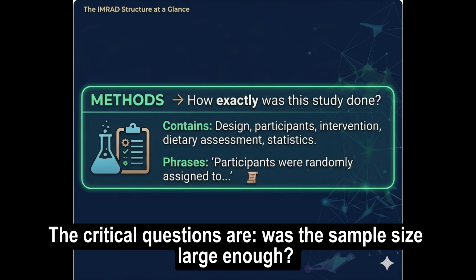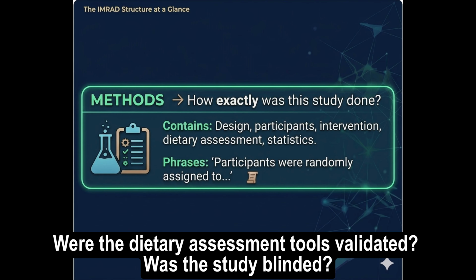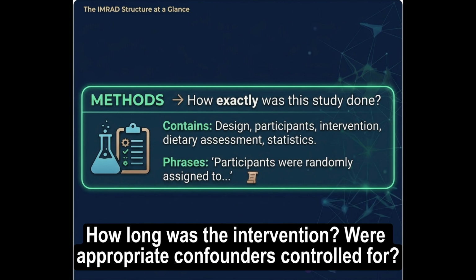The critical questions are: was the sample size large enough? Were the dietary assessment tools validated? Was the study blinded? How long was the intervention? Were appropriate confounders controlled for?